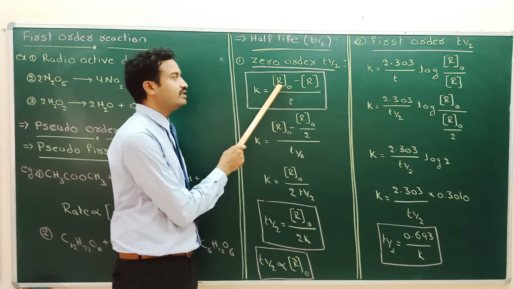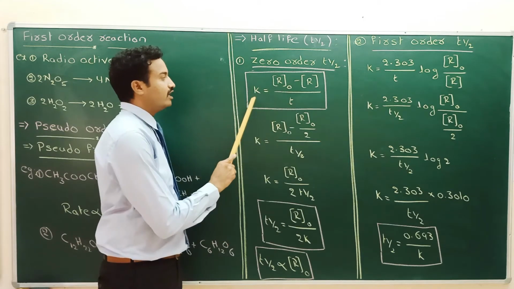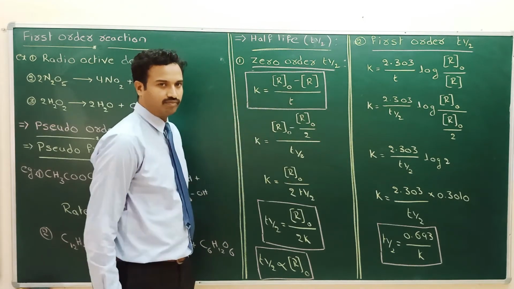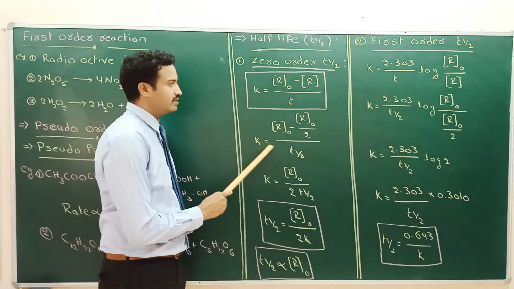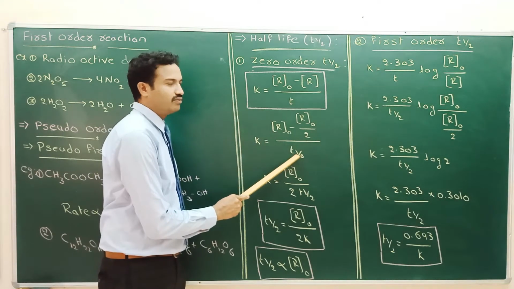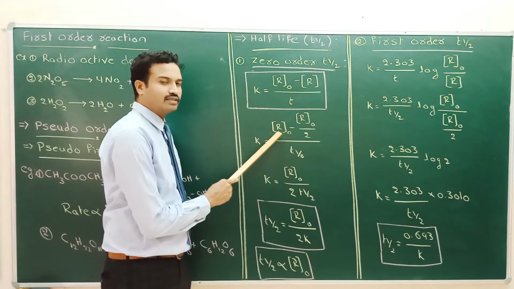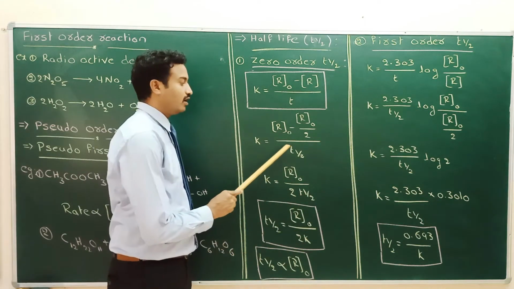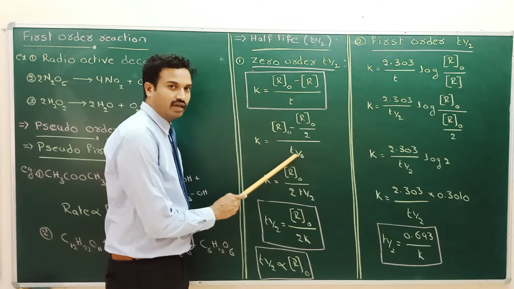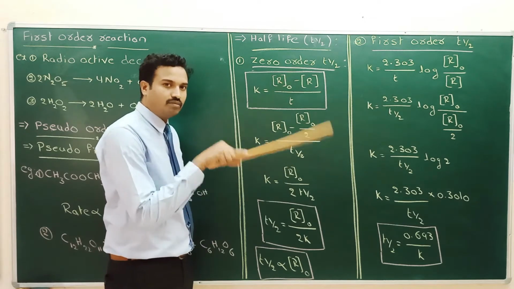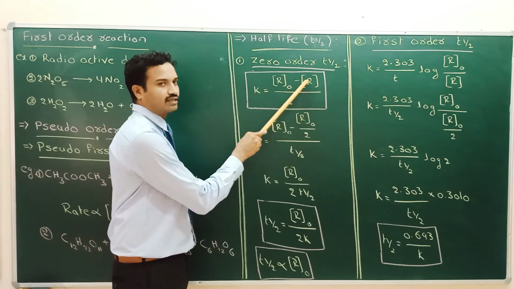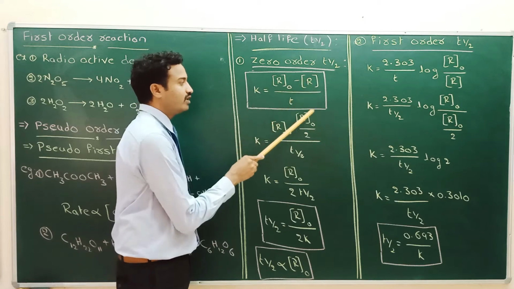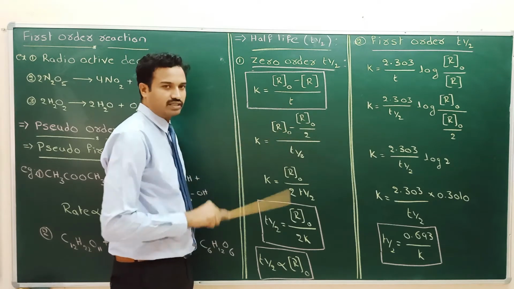At zero time, that means initial concentration. Now the time is t half. k is constant. The initial concentration is always constant, always 100%. Now at t half time, the reactant concentration becomes half of the initial concentration.